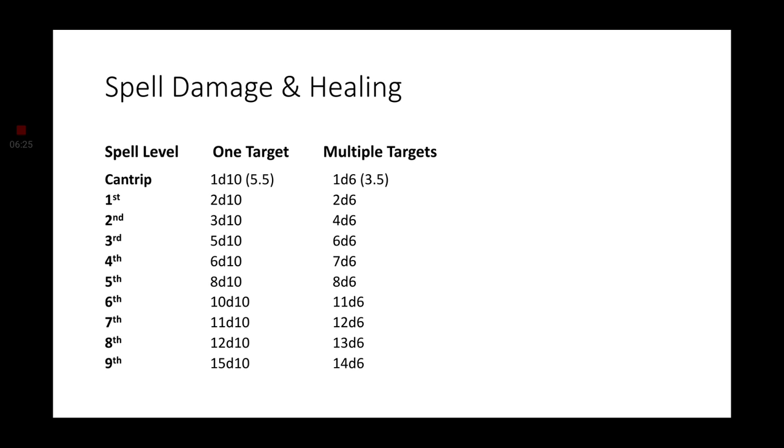Damage and healing. We have a list of, I guess, average amount of damage that a spell would have at these levels. So a cantrip, for example, if it were to target one creature, would have a 1d10 damage die for an average of 5.5 damage, while a cantrip that hits multiple targets would have a normal damage of 1d6 or 3.5, which is good and practical.